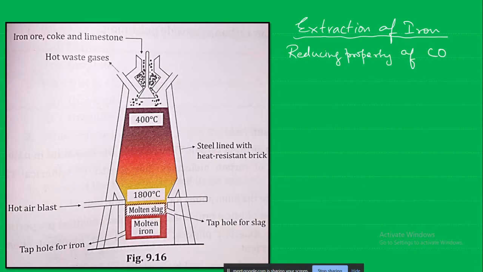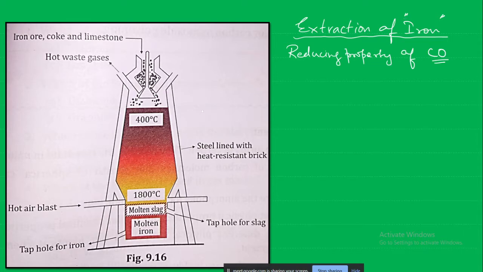So in the properties of carbon monoxide, we have seen that carbon monoxide is a very good reducing agent. So it will convert the metal oxides into its metal form. Okay. So here iron is one of the very important metals. It is used for manufacturing of so many different types of products. So specific importance is given here to how we are extracting the iron using the reducing property of carbon monoxide.